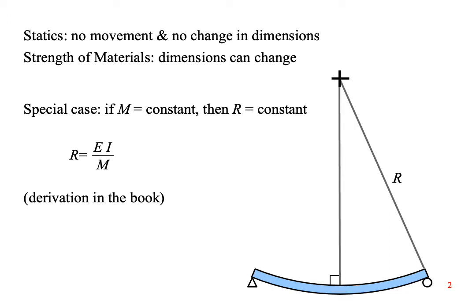We are going to start with a very unusual case where the bending moment is constant. There's a derivation in the book that you can read, but let's just skip to the result. If a beam is under a load that produces a constant bending moment, then the beam will take the shape of a circular arc with a constant radius r. We can calculate r if we know Young's modulus, the moment of inertia, and the bending moment.